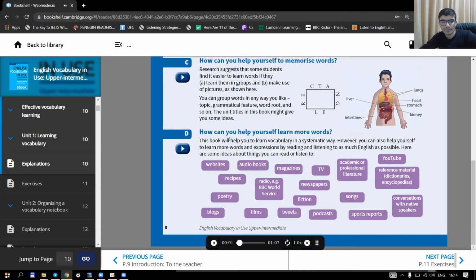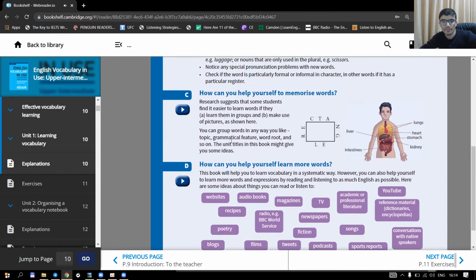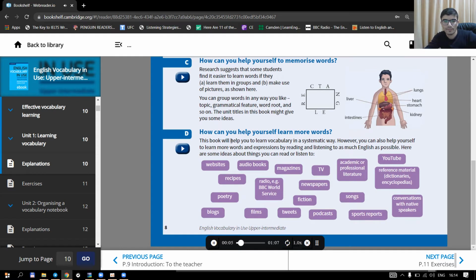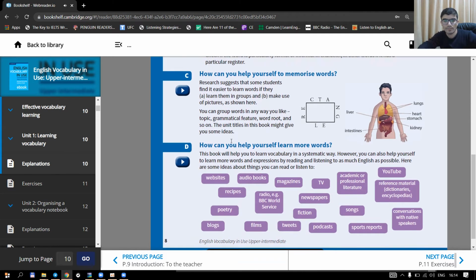D. How can you help yourself learn more words? This book will help you to learn vocabulary in a systematic way. However, you can also help yourself to learn more words and expressions by reading and listening to as much English as possible. Here are some ideas about things you can read or listen to.